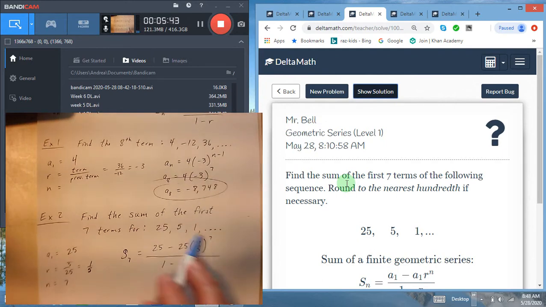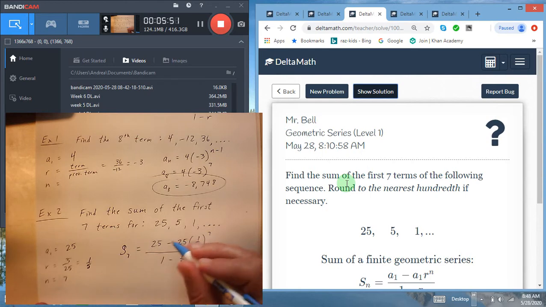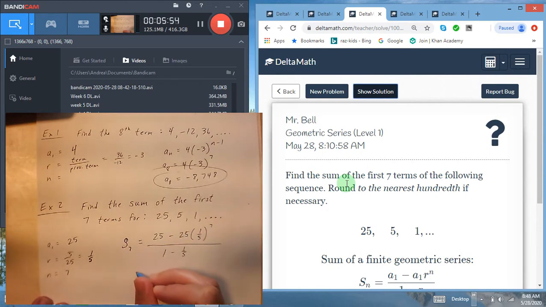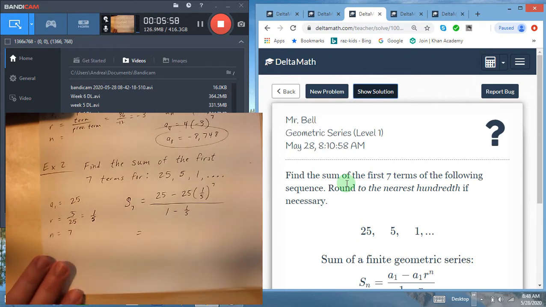Okay, now this is where mistakes are made. If you're going to go through and do this step by step, you'd have to start here, your exponent, then multiply, then take it away from 25. I highly recommend you let the calculator do the order of operations for you. This is what I mean by this.